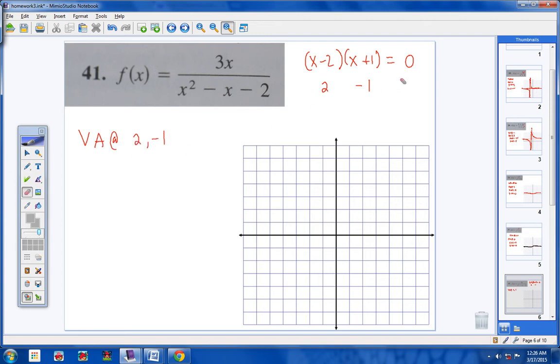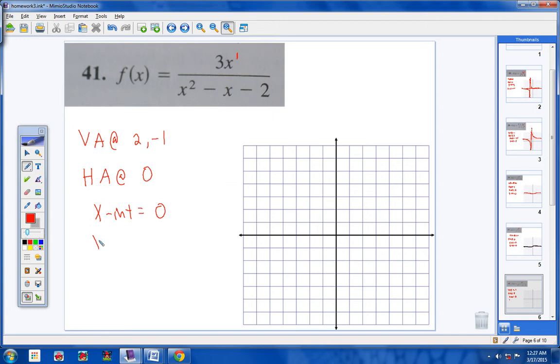Now, let's find our horizontal asymptotes. Well, it's very obviously at 0. Whenever the degree in the numerator is smaller than the degree in the denominator, you have a horizontal asymptote at 0. Now let's talk about the x-intercept. The x-intercept is going to be 0 because you take the numerator, set it equal to 0, and solve. The y-intercept is also going to be 0 because everywhere there's an x, you put a 0.